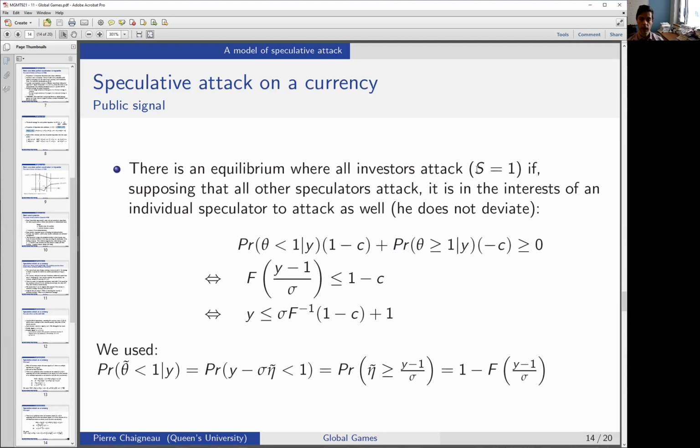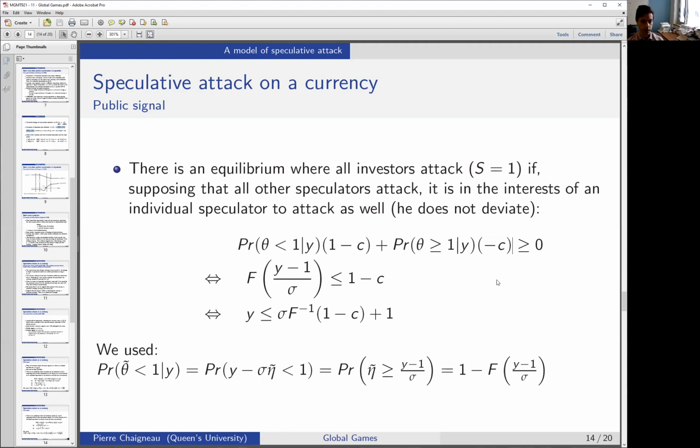But here, I take the action of other investors as given. So S is equal to 1. So what is the probability that S is greater than theta? It is the probability that theta is less than 1. And again, I condition on my information, which is a public signal Y. If the attack is successful, again, I get this payoff. Plus, with some probability, the attack will be unsuccessful. That's whenever the central bank reserves theta are greater than S, where S is equal to 1, conditional on my information, and my payoff is minus C.